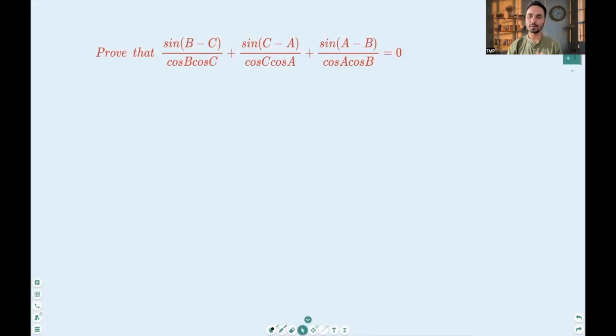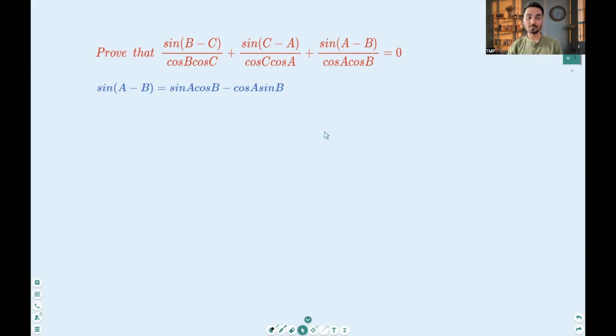Here we want to prove that sine(b minus c) over cos b cos c plus sine(c minus a) over cos c cos a plus sine(a minus b) over cos a cos b equals 0. It's quite clear from the question that the numerators of all the terms are in the form sine(a minus b). So we will try to use the sine(a minus b) formula, manipulate the left-hand side, and see how it unfolds.